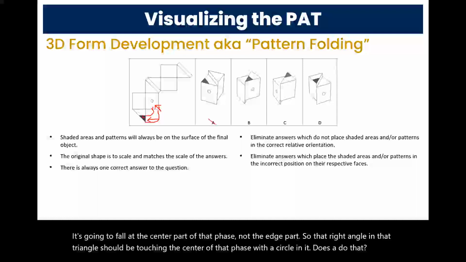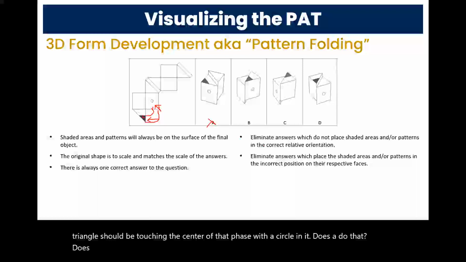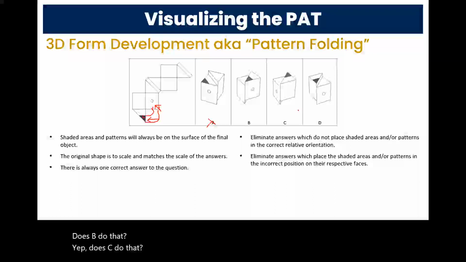Nope. Does B do that? Yep. Does C do that? Nope. Does D do that? Nope. What's the answer? The answer's got to be B, because it's the only one that puts that shaded triangle in the proper location on that face.